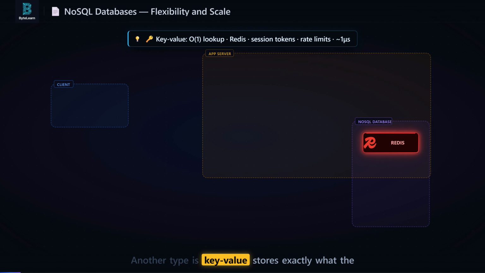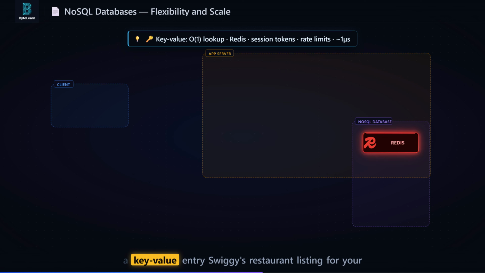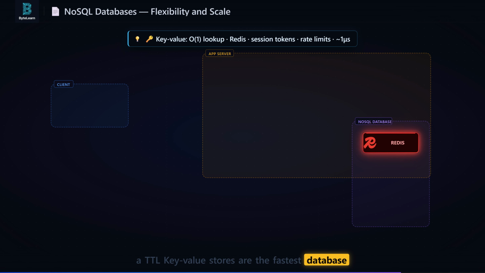Another type is key value stores, exactly what the name says. A key maps to a value. Redis is the most famous example. Your session token is a key. Your user data is the value. PhonePe's UPI pin attempt counter is a key value entry. Swiggy's restaurant listing for your city is cached as a key value pair with a TTL. Key value stores are the fastest database type because the lookup is O(1), constant time regardless of database size.